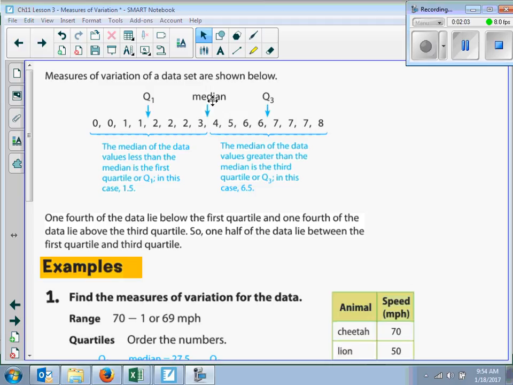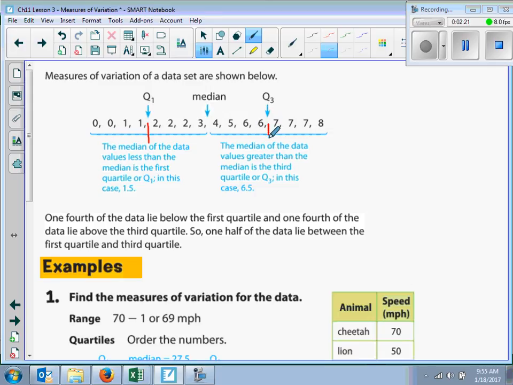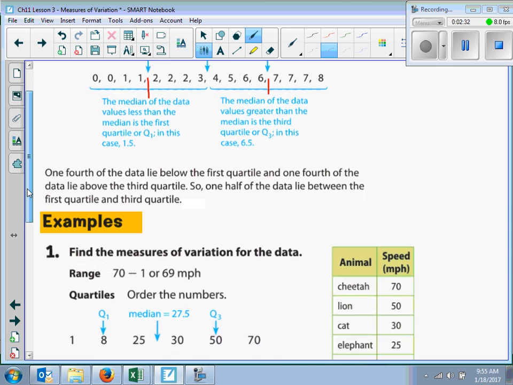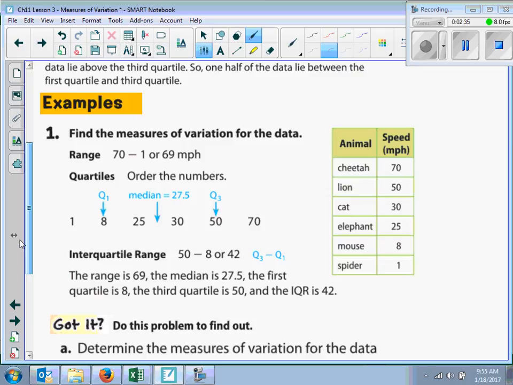So the quartiles. Here, this is the first quartile, and look at that, it's right in the middle, right? So it's the median of the lower half. You see that? And then over here, the third quartile, right in the middle, it's the median of the upper half. Okay? That's what the first quartile and third quartile are. So, let's take a look at how we get those.